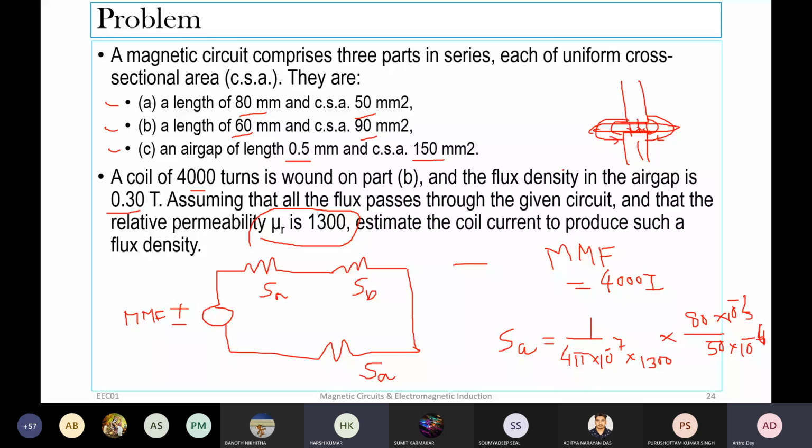Sir, one last thing: estimate the coil current. Sir, for the coil current, what do we do in the last step? We have the flux, so we know it, but how do we finally calculate I? If you know the flux and all the reluctances SA, SB, SC, then you can find the total ampere-turns required to produce that flux, isn't it?